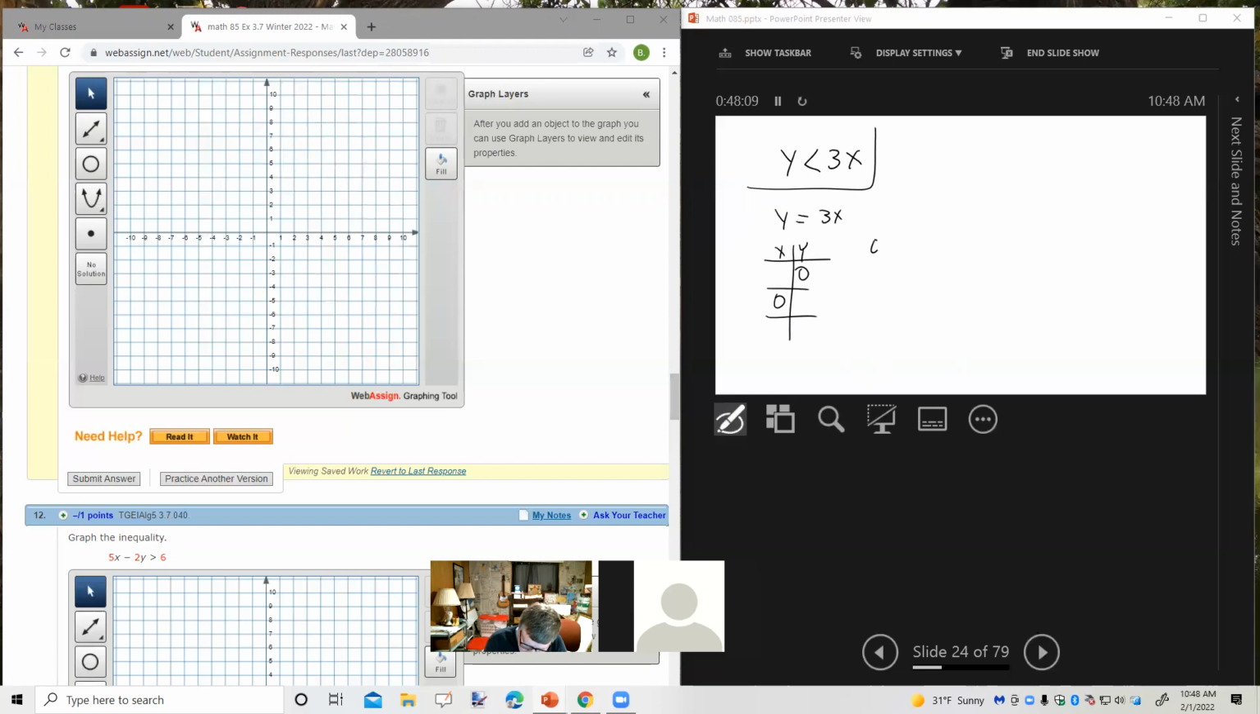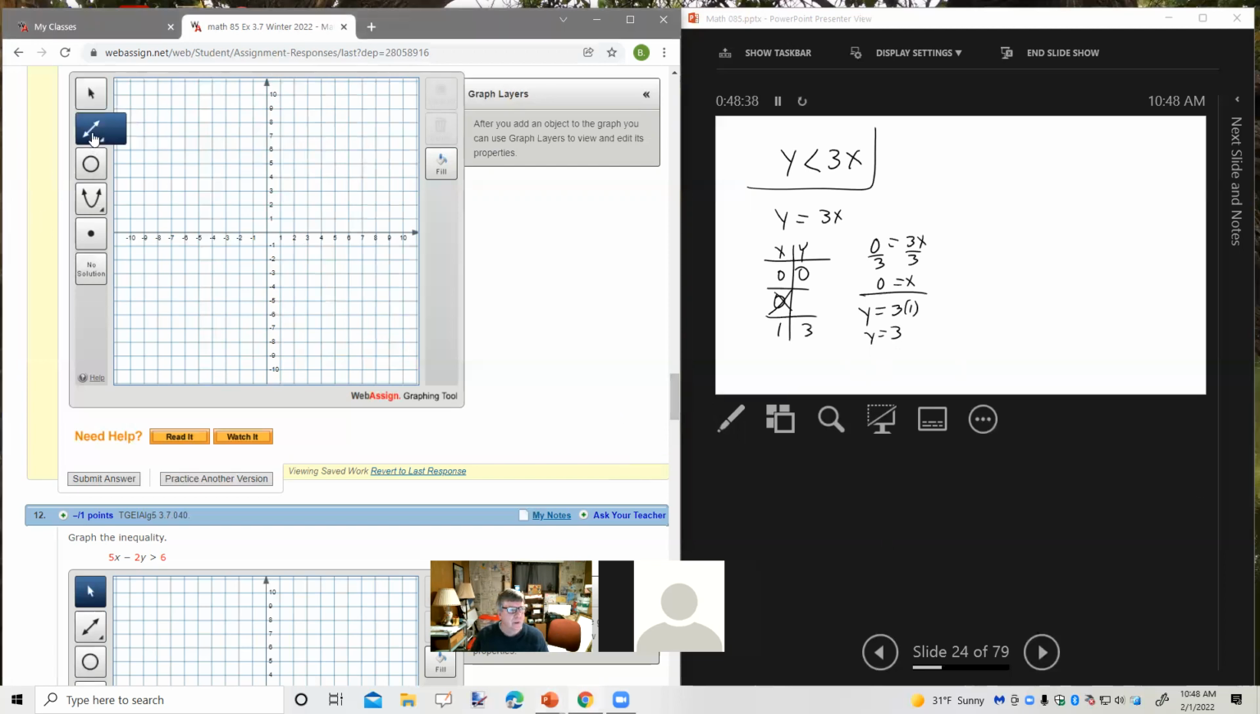If y is 0, 0 equals 3x. Divide both sides by 3, x equals 0. Oh, this goes through the origin, doesn't it? So I'm going to have to pick something different than let x equal 0 because I'll just get 0, 0 again. How about letting x equal 1? So then y equals 3 times 1. Y equals 3. Okay. So now I've got my 2 points.